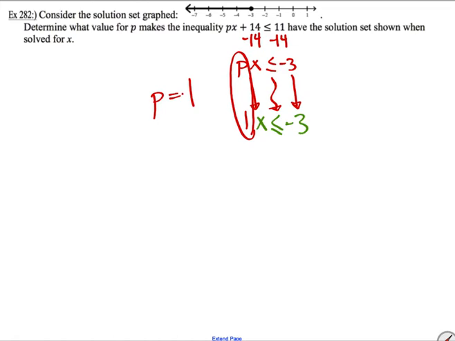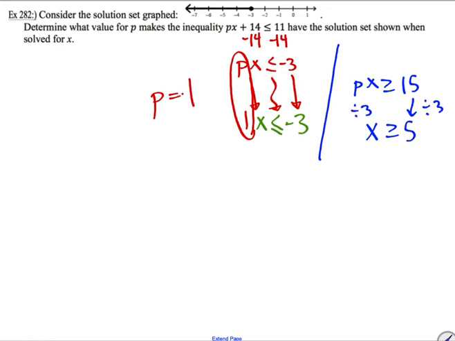If it had been a different number, this is just for your information. Let's say it was trying to come to this point and you had Px greater than or equal to 15. In order to get from here to there, you have to divide by 3. So you'd have to do that on this side as well, meaning that P would have to be 3. So that's an idea of what you would do on this type of question.